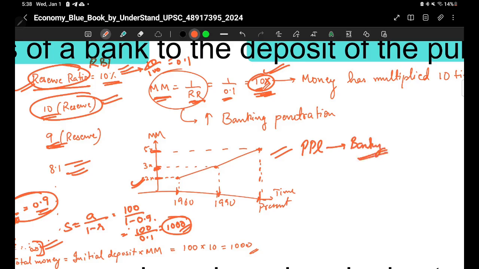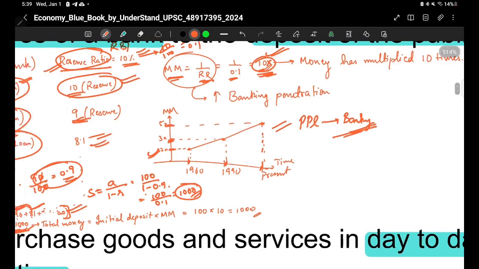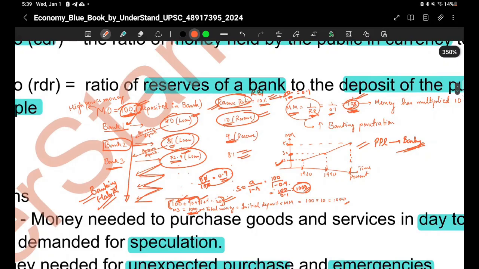It's an important thing. I will discuss in the MCQ, I think one question is being asked regarding this. I hope you understood this money multiplier concept. It is inversely proportional to reserve ratio.